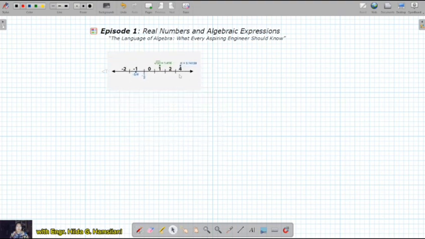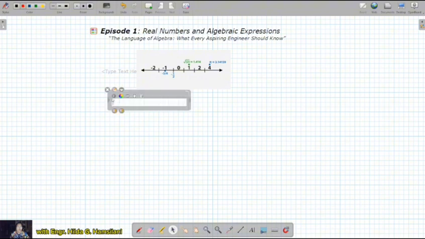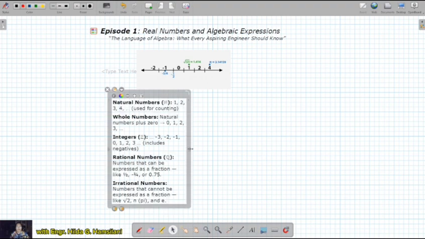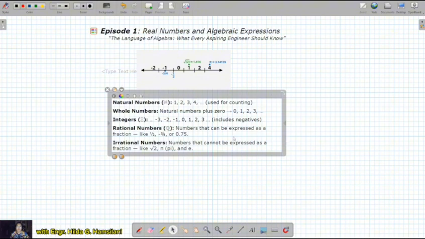Let's begin with the different types of numbers that we encounter in mathematics and engineering. Collectively, they are called real numbers, and they make up the foundation of almost every engineering computation. So, what are the types of numbers? The real numbers include the following: the natural numbers. These are usually used for counting, including 1, 2, 3, 4, and so on. And then we have the whole numbers. These are the natural numbers plus 0. So 0, 1, 2, 3, and so on.